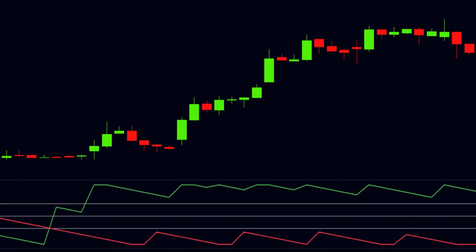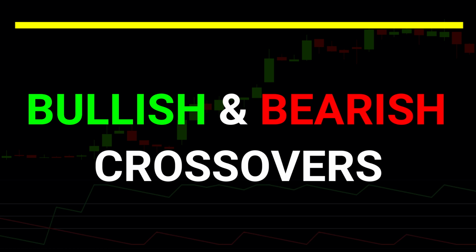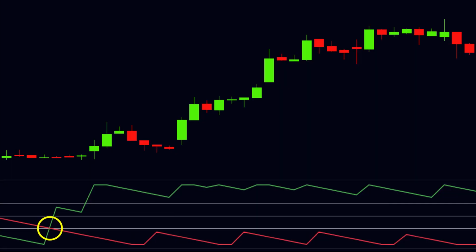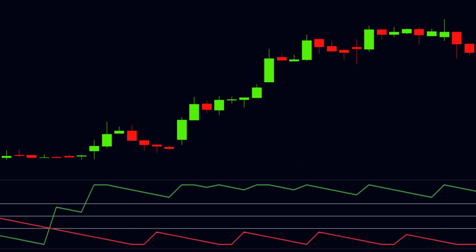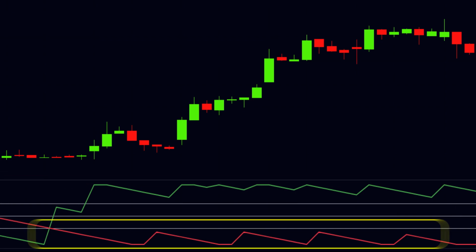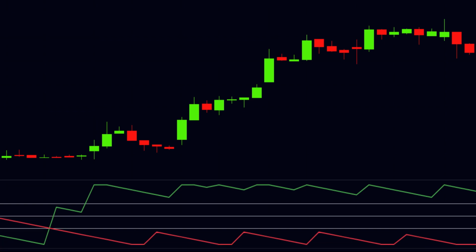Now we understand about the bullish and bearish crossovers. When the Aroon upline crossover the Aroon downline from downside to upside, then it is called the bullish crossover. After this bullish crossover, if the Aroon upline moves above the 50 level, and Aroon down moves below the 50 level, then it is said that the uptrend has been started.